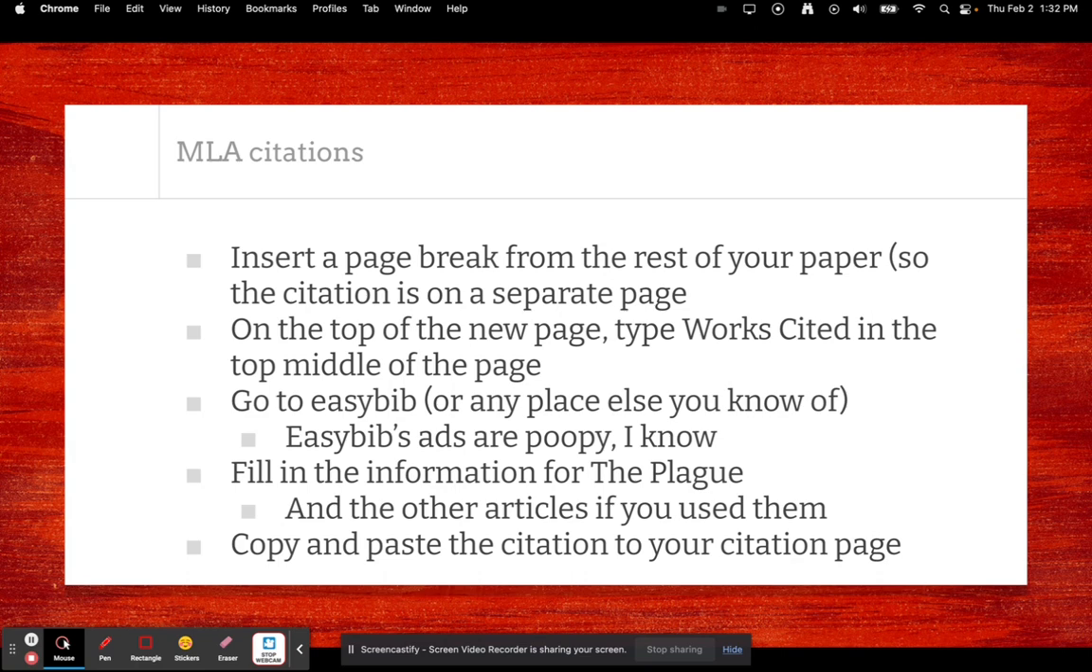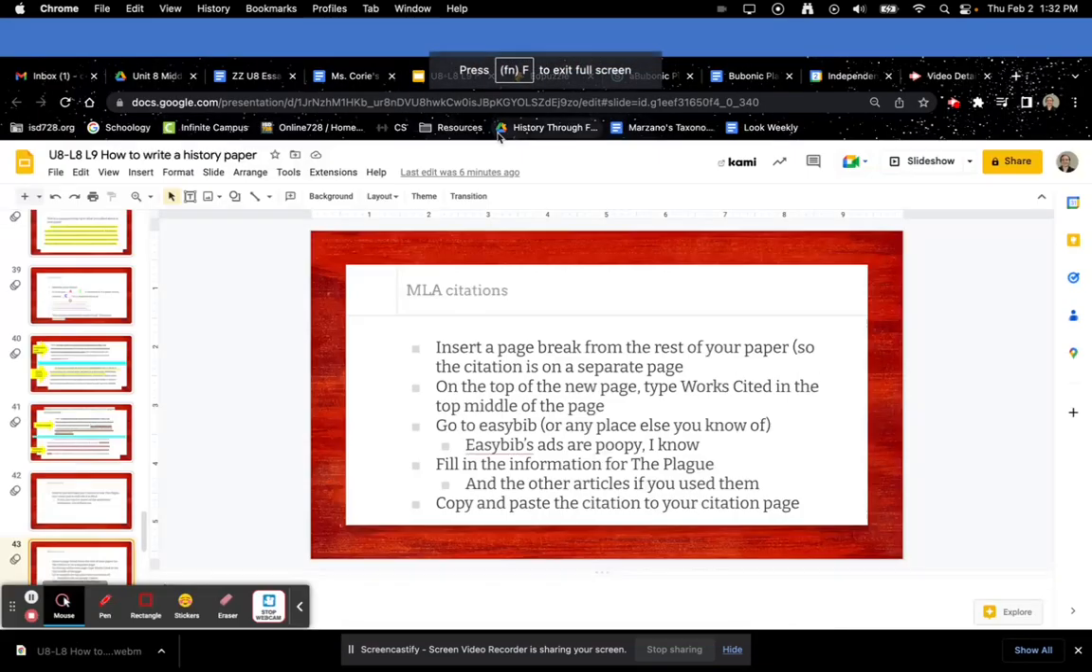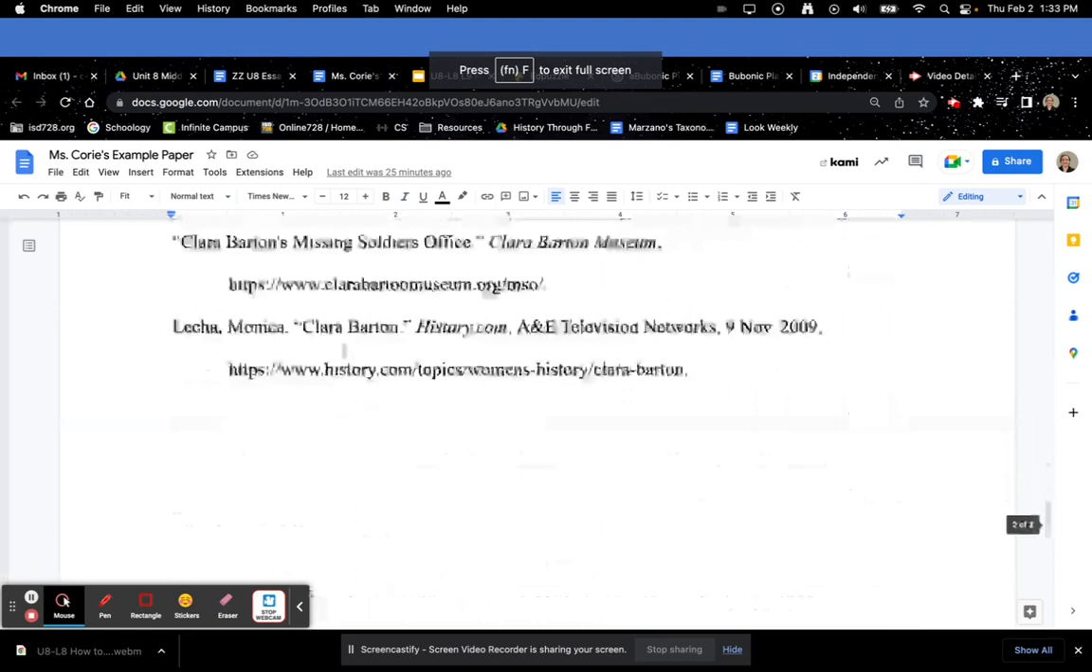Fill in the information for the movie The Plague. I might give you a little bit of information about it just because it is kind of hard to find info about the History Channel stuff. And the other articles that you use, if you use them, and then copy and paste your citation to your citation page.